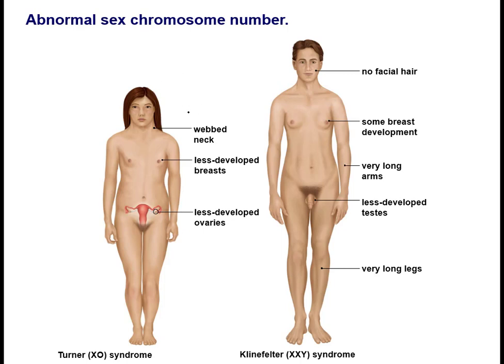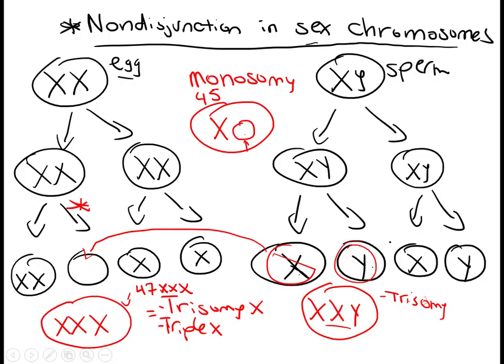Individuals with Turner syndrome, the main thing is that the ovaries may not develop properly and they may not be able to have children of their own as well. There are several other possible genetic disorders, but I just wanted to give you a few examples of ones that can occur when we have a non-disjunction during meiosis.